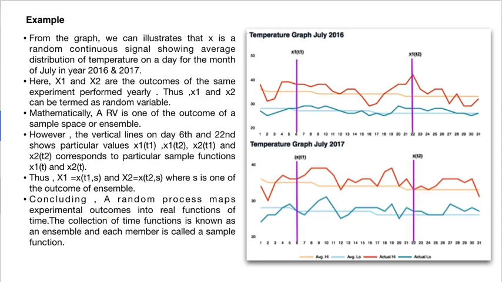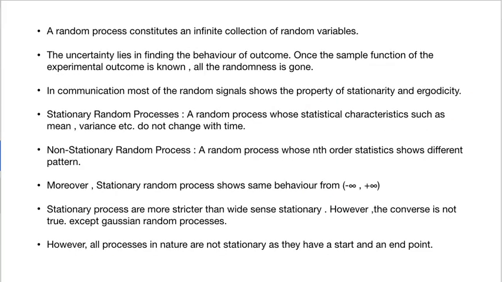So moving on, a random process constitutes an infinite collection of random variables. The uncertainty lies in finding the behavior of the outcome. Once the sample function of the experimental outcome is known, all the randomness is gone. In communication, most of the random signals show the property of stationarity and ergodicity. We'll be discussing stationarity and ergodicity later in the slides.